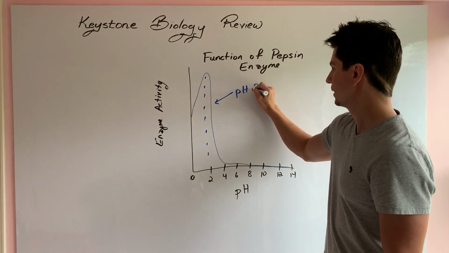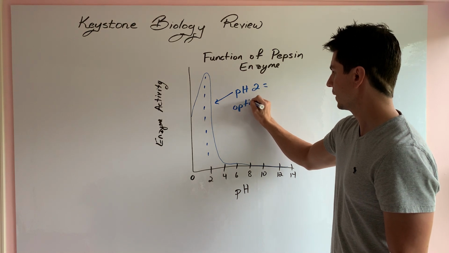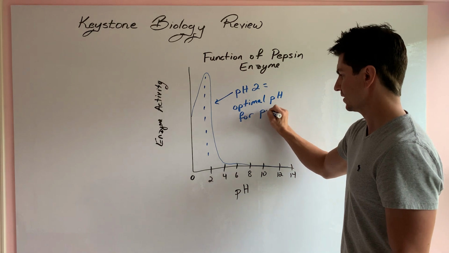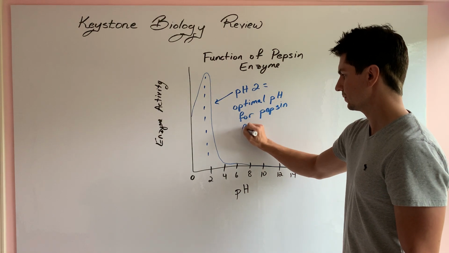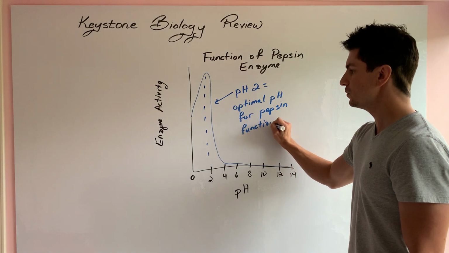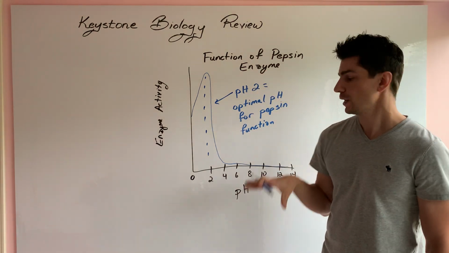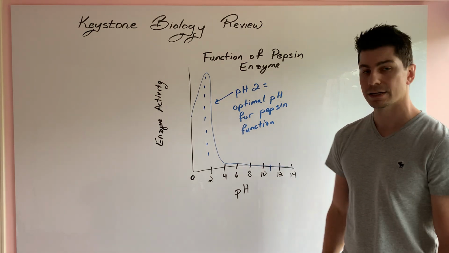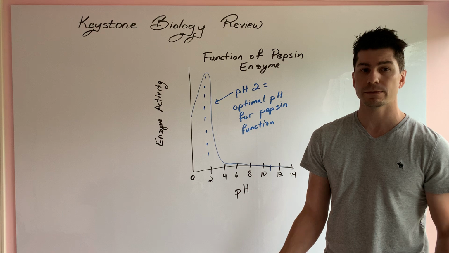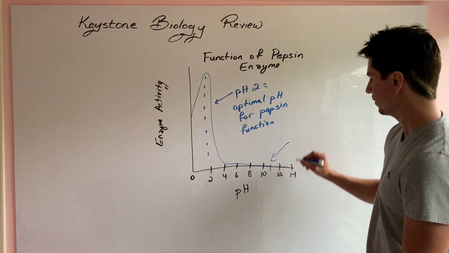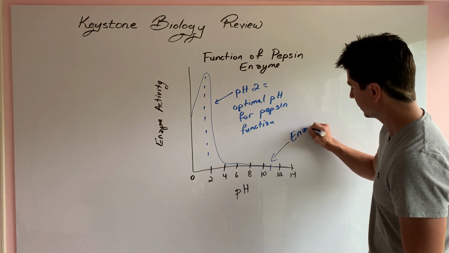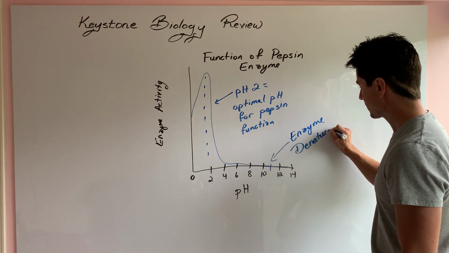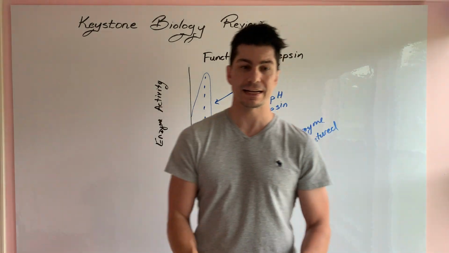Okay? So a pH of 2 is the optimal pH for pepsin function. Okay? If you take that enzyme pepsin and you put it inside of the small intestine that's around 11 here, guess what? That function is going to be 0, because at this area right here, that enzyme is now denatured. Okay? The enzyme is now denatured. It's not going to work.